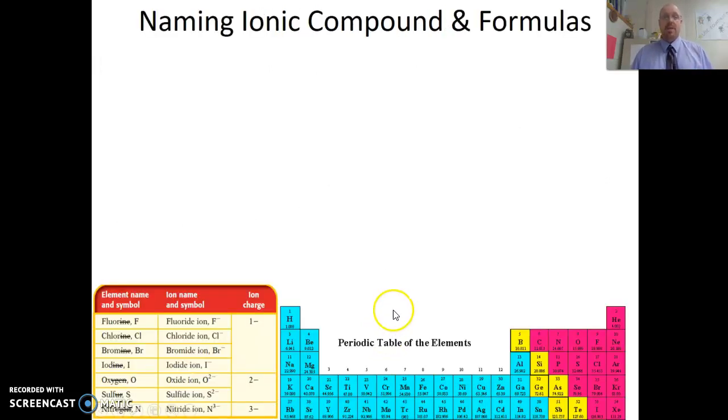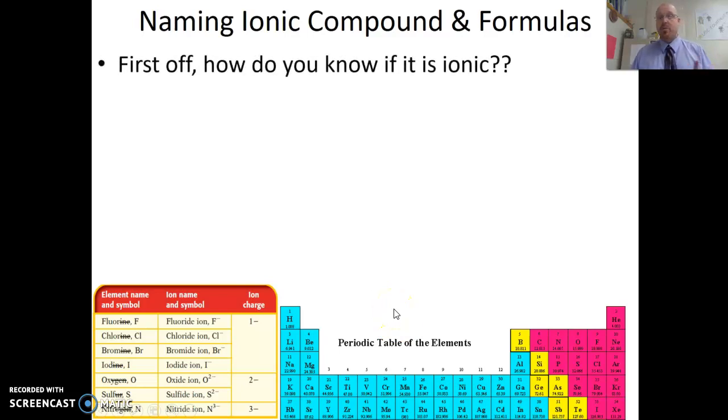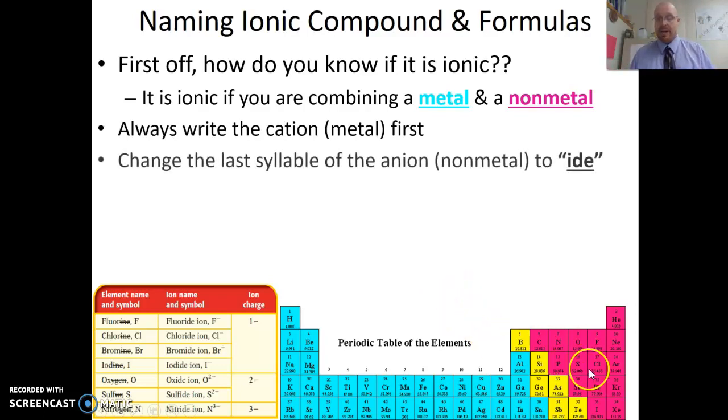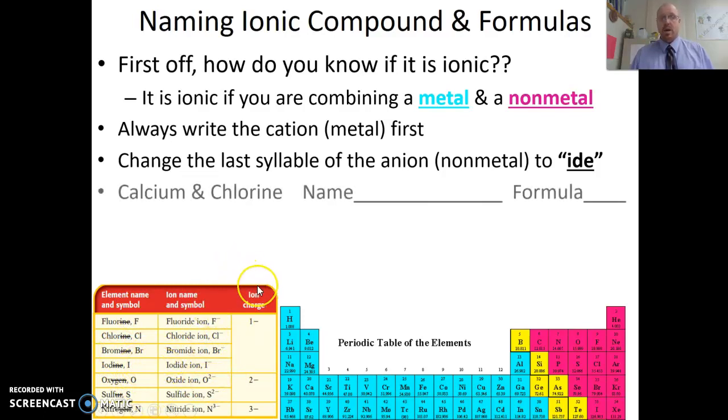All right. Now we're going to talk about the naming. First off, remember, we have to figure out how we know if it's ionic. Well, it's ionic if you're combining metals and nonmetals. We have our negatives and our positives. If you look at the periodic table down here, it shows that coloration difference. Then you also have your anion periodic table that will show you. Remember, you always write the cation first, the metal first. Then we go to the nonmetal and we change that ending to "ide", so instead of bromine, bromide. Here's a quick cheat chart right there.